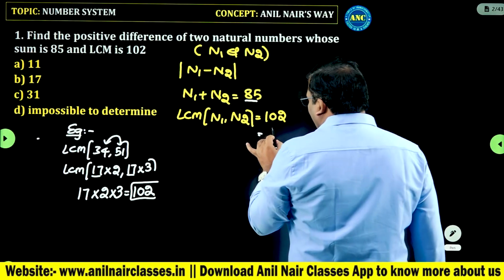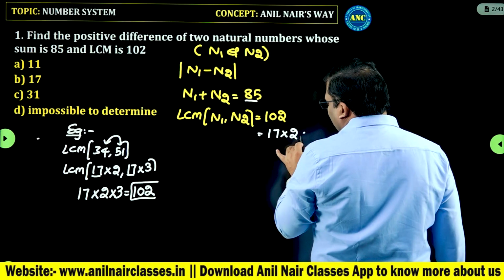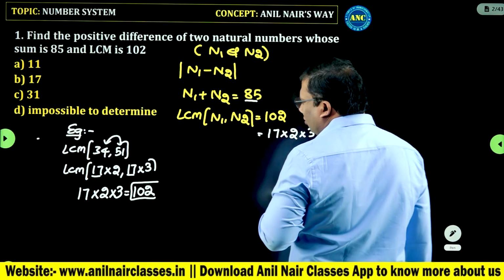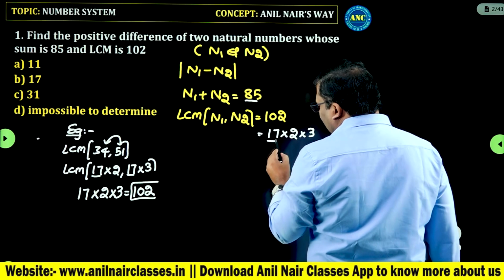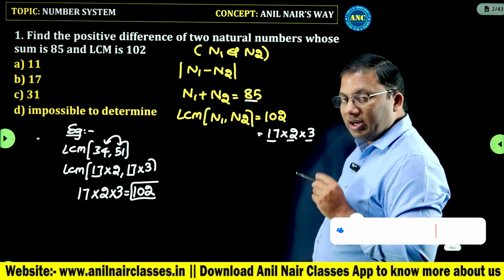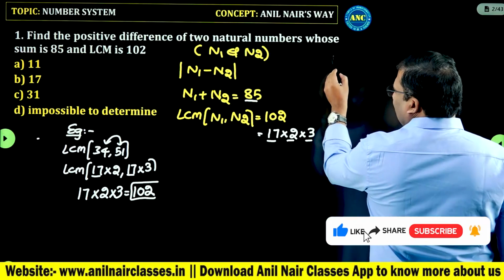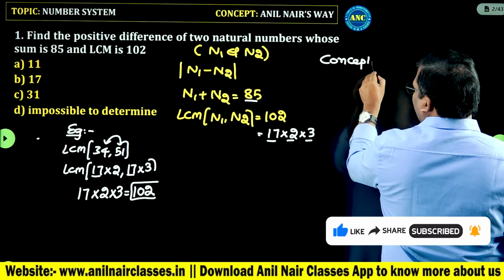Let us see. 102 can be written as 17 into 2 into 3. Now, the answer contains 17, 2 and 3. Listen carefully, there is a concept here. The answer contains 17, 2 and 3.